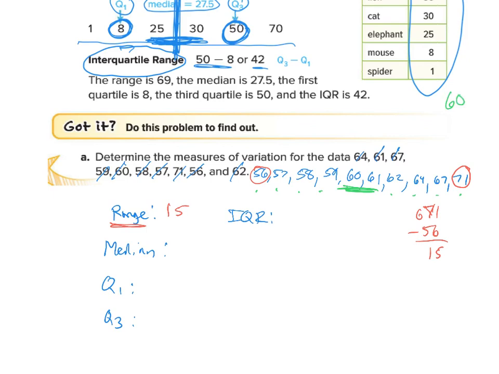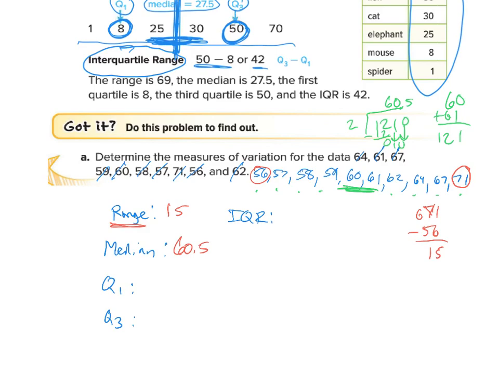So let's do that. 60 plus 61 gives us 121. 121 divided by 2. 6 times 2 is 12. Bring down our 1. Doesn't go in at all, so we got to put a decimal and an extra 0. It goes in 5 times. So there's our median, 60.5. We had 2 middle numbers.